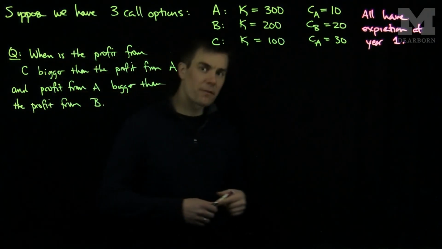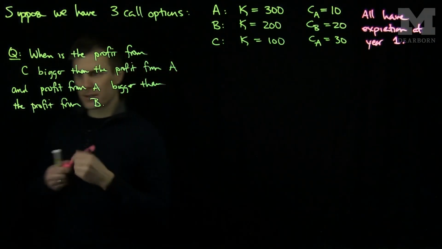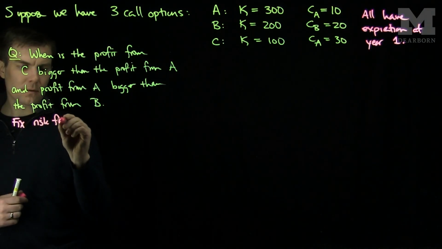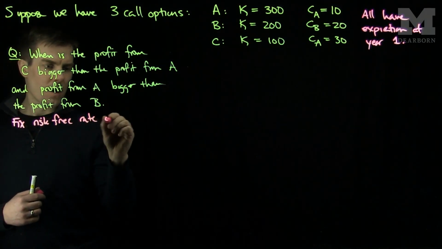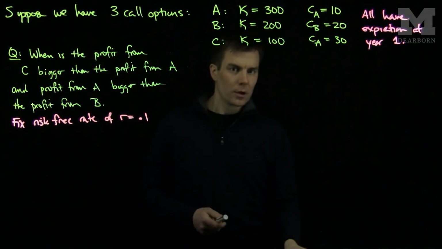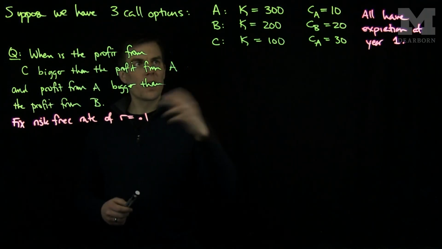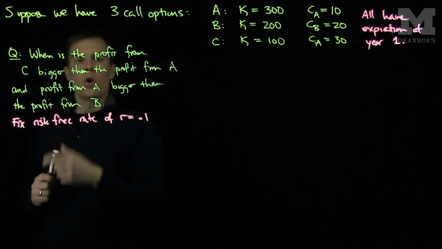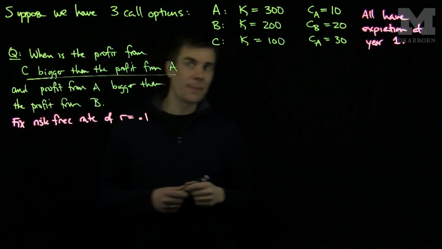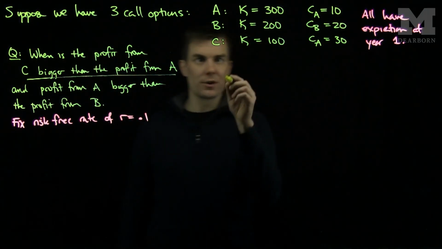To answer this question, we have to fix an interest rate. So let's fix a risk-free rate of R equals 0.1 or 10%. So we have to figure out when, so let's look at the question. When is the profit from C bigger than the profit from A? So let's write down the profits for each of these call options.